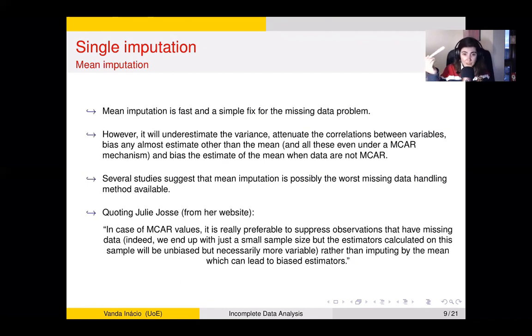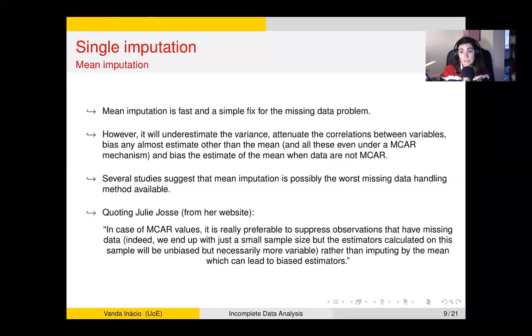And she basically said, and I'm quoting her here, that in case you have missing completely at random values, you might better go with a complete case analysis rather than with a mean imputation fix. Because of the things that we have just discussed, you obtain biased estimates of basically any quantity that you will be interested in.